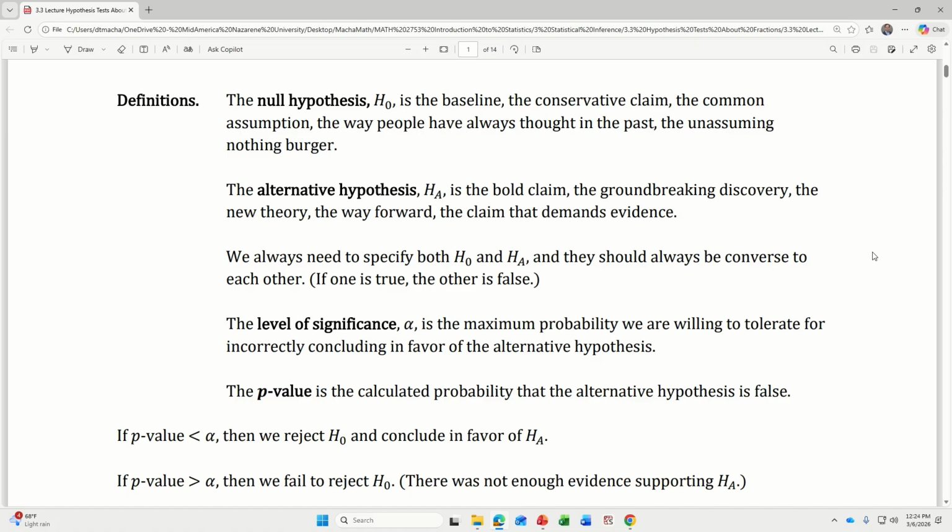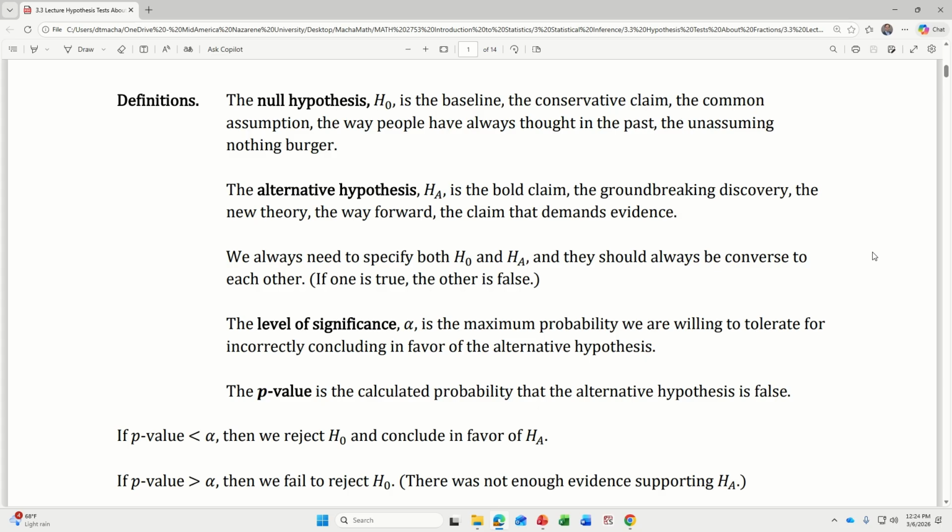The level of significance, we represent with a lowercase Greek letter alpha. And this is the maximum probability you're willing to tolerate for incorrectly concluding in favor of the alternative hypothesis. Like I said, it's also a measure of how much evidence you need to conclude in favor of your alternative hypothesis. So if you set this maximum probability too high, you're requiring less evidence, but then you're also inviting the possibility that maybe you incorrectly conclude in favor of your alternative hypothesis.